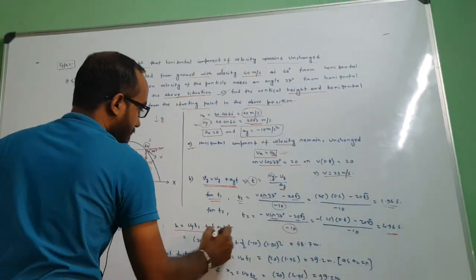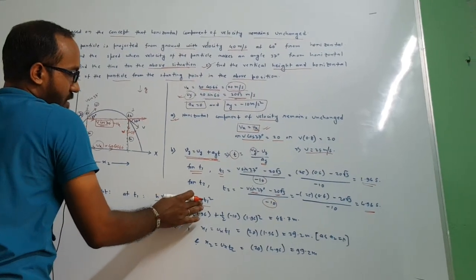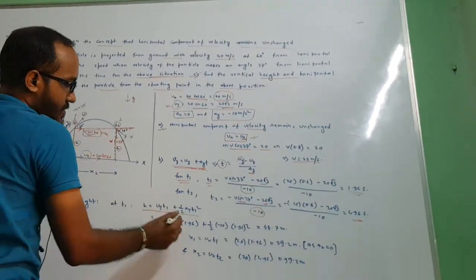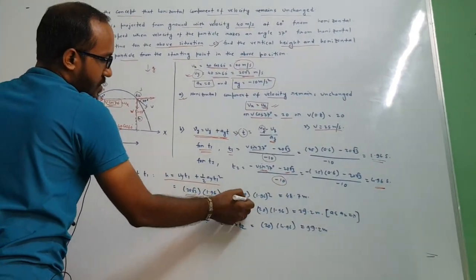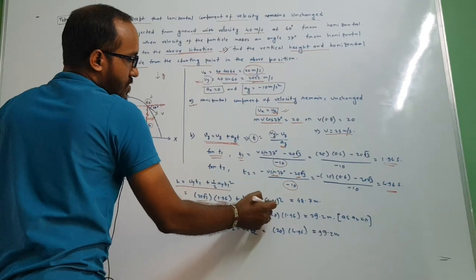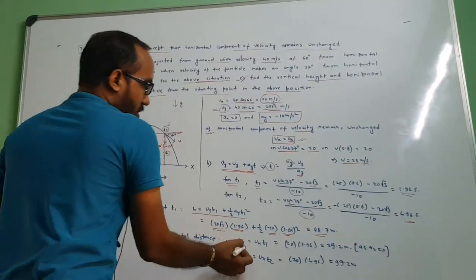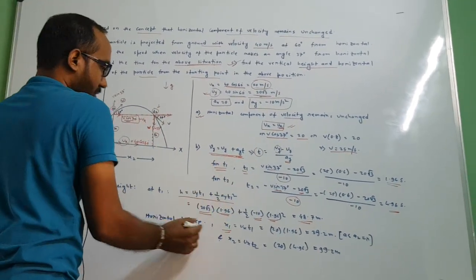So h equals, we can say this is the vertical motion. So h equals uy t1 plus half ay t1 square. We are calculating for t1. You can calculate for t2 also. So you know the component uy, you know t1, you know ay, that is minus g. After calculation you will get 48.7 meter. Now you can take t2 also, the answer would be the same.